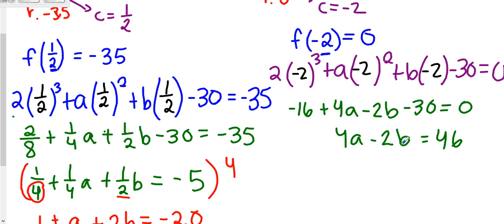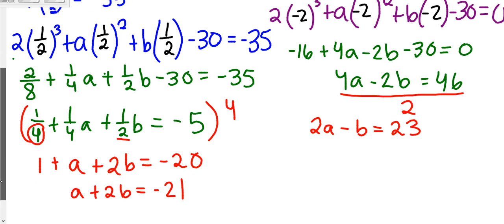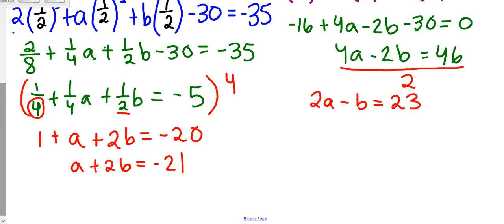Now, it's up to you what you want to do. Right now, there's a lot of coefficients in this problem, so I would divide out what 4, 2, and 46 have in common. They are all even numbers, so I would divide all of these by 2. So our equation would be 2a minus b equals 23. Okay, now that we have two equations that are just numbers and a's and b's, we are going to use these two equations to find a and b. You choose where to start, but you need to solve for a or b.